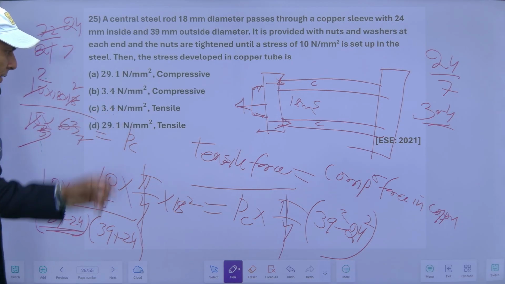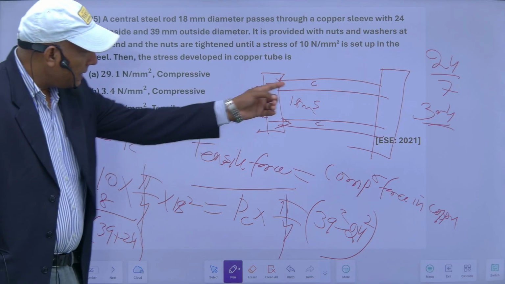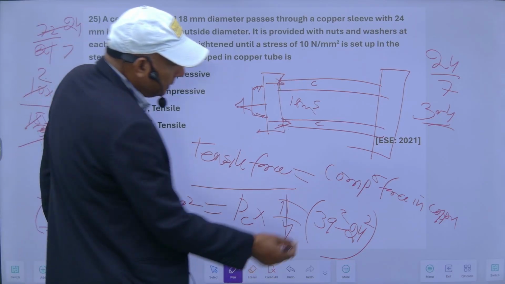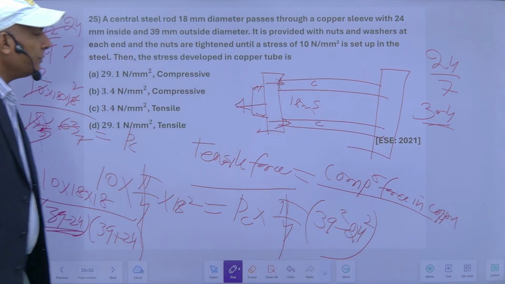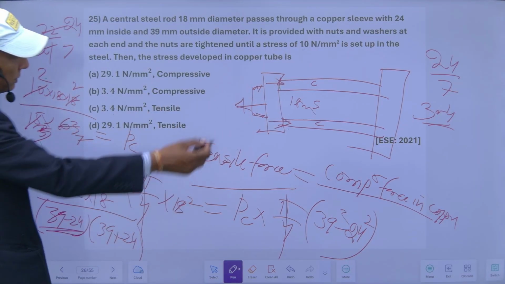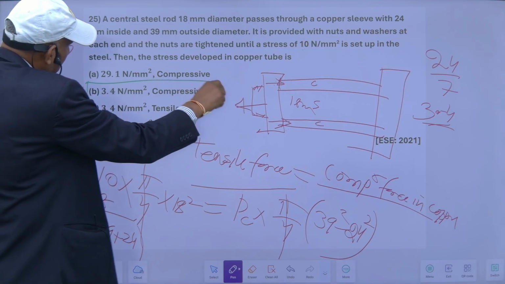So this means copper. In case of copper, there will be a compressive force. So in copper, a compressive stress will be there. It cannot be tensile. So 3.4 compressive stress. This is the correct answer.